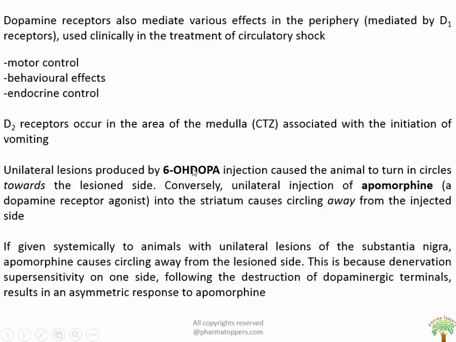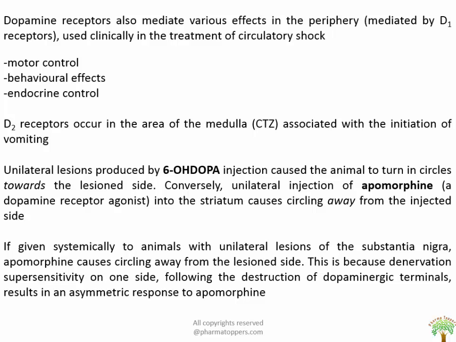So these are the experimental models of Parkinson disorder, in which the unilateral lesion produced by 6-hydroxydopamine injected caused the animal to turn in a circle towards the lesion site because of the imbalance in the dopamine action in the corpus striatum between the two sides of the brain.